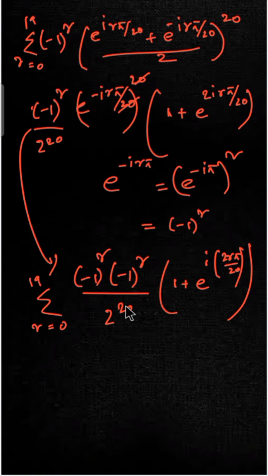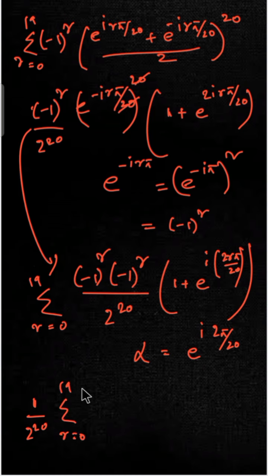So I can just write this in this way, and also assume this alpha to be e power i 2 pi by 20. I'll assume alpha to be e power i 2 pi by 20, so that I can write it in some convention. For that reason, now we have 1 power 20 here. I'll just take that common because it doesn't have any role in the sigma case. So we are left with sigma r equal to 0 to 19.